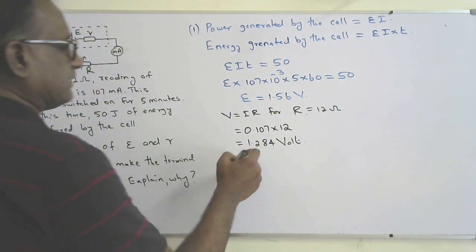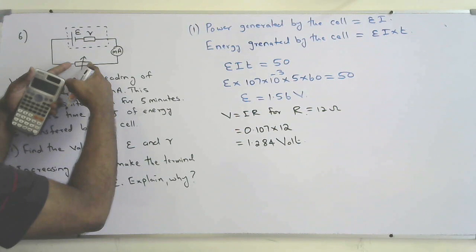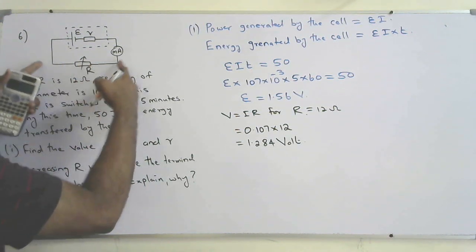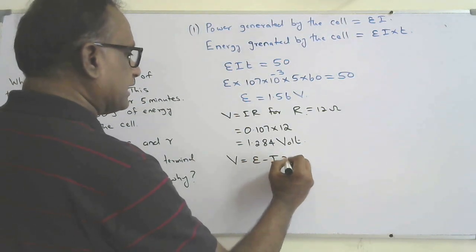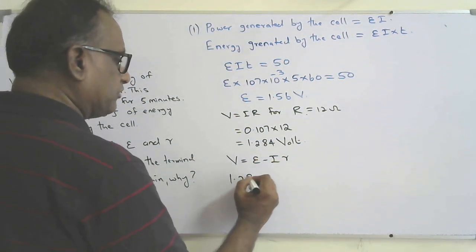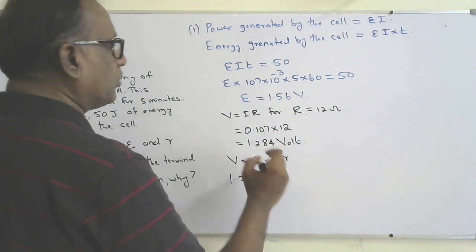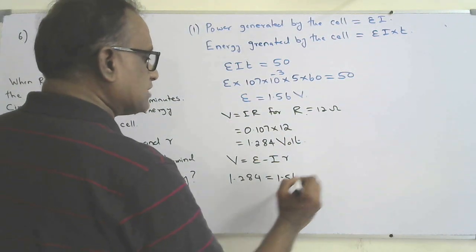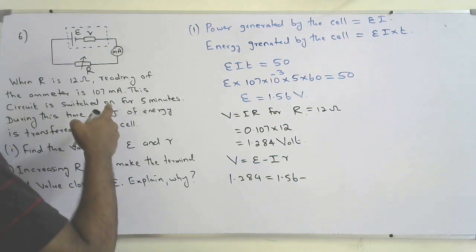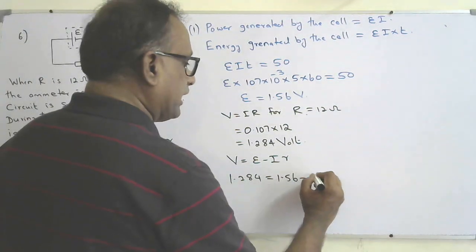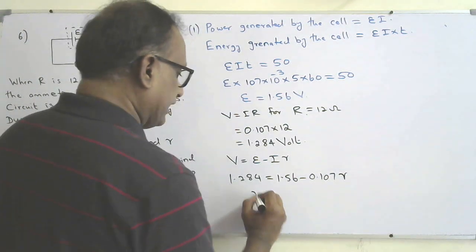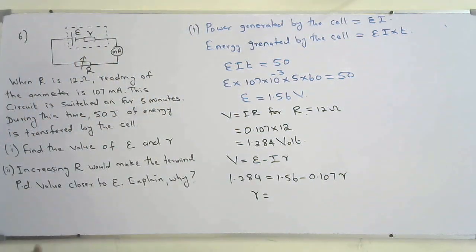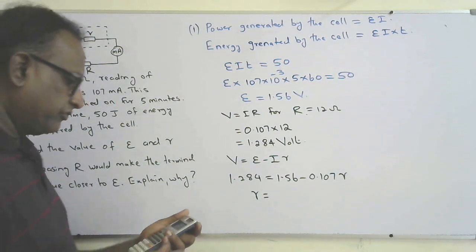So that's the voltage across the 12 ohm resistor, that is capital R. That will be the terminal potential difference. So I can use V equal E minus Ir. So 1.284 equals EMF, which we found as 1.56, minus current, we know 107 milliampere, meaning 0.107 amperes, into r. So find the value of r. So that will be 2.58.